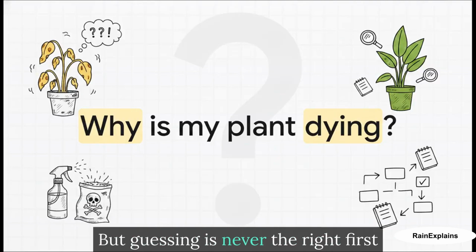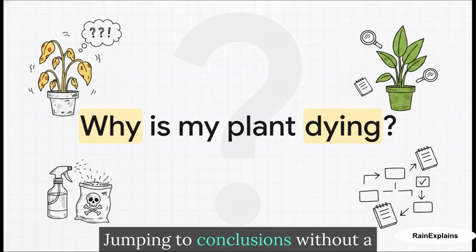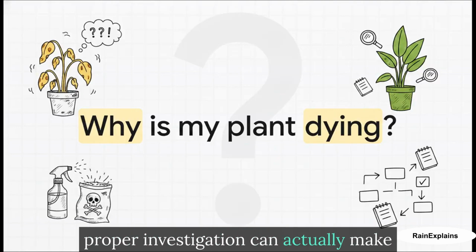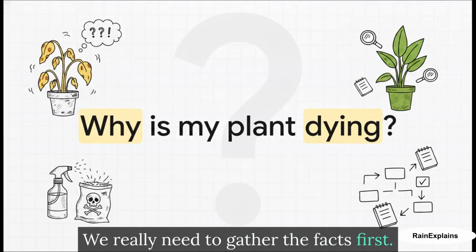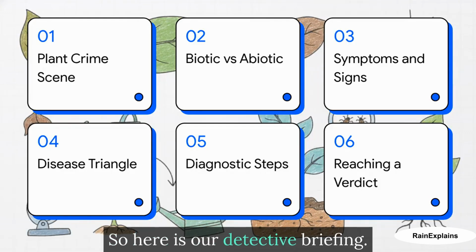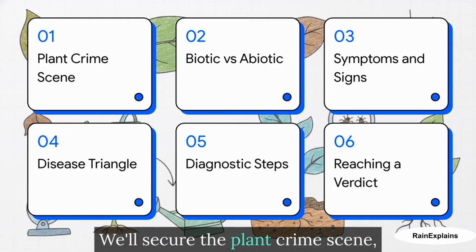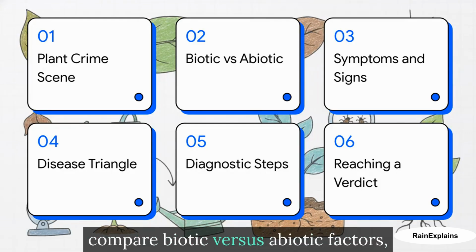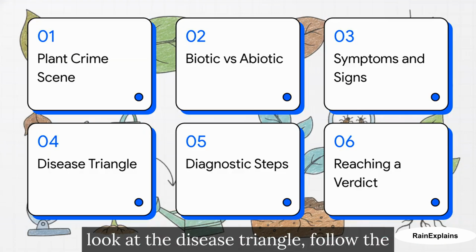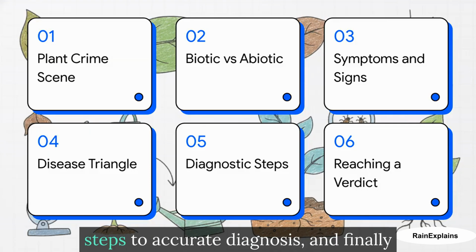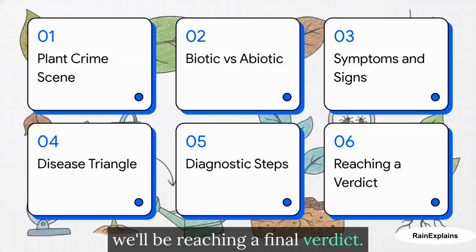But guessing is never the right first move. Jumping to conclusions without a proper investigation can actually make the whole situation significantly worse. We really need to gather the facts first. So here is our detective briefing. We'll secure the plant crime scene, compare biotic versus abiotic factors, decode symptoms, signs, and suspects, look at the disease triangle, follow the steps to accurate diagnosis, and finally, we'll be reaching a final verdict.